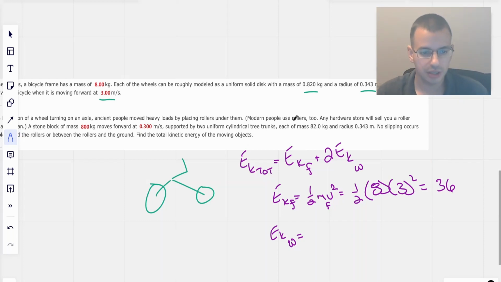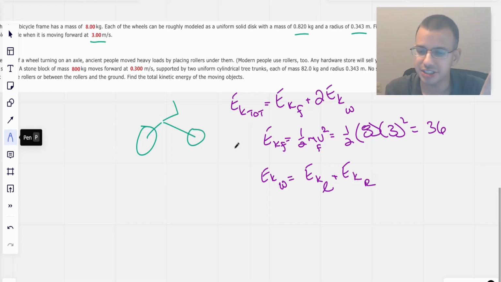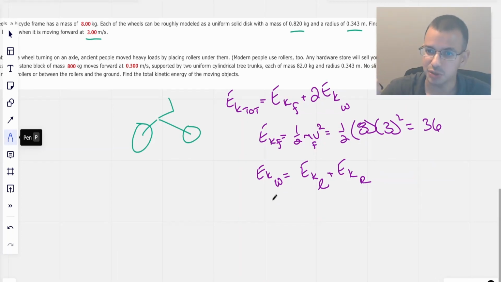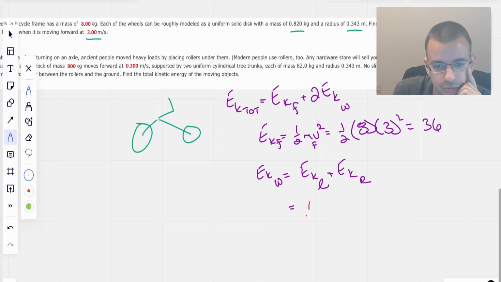So energy kinetic of the wheel is going to be energy kinetic linear plus energy kinetic rotational. And we could have done the same setup with the bike frame, and then just been like, well, the rotational energy is 0. So it's not like this is a unique formula that I'm applying to the wheels. I applied it to the frame as well. It's just that one part was 0, so we ignored it, and we kind of skipped over some nuance there without commentary. This becomes 1/2 mv squared plus 1/2 I omega squared.